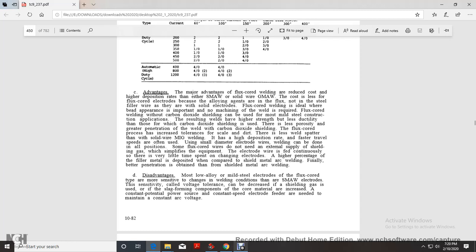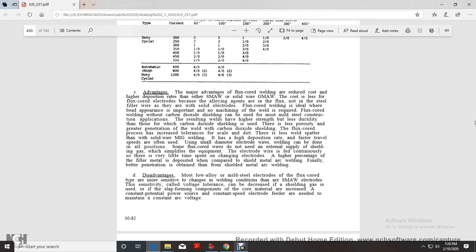Flux core welding is ideal for the best bead appearance, and it is important to know that matching of the welding is required. Flux core welding with carbon dioxide shielding gas can be used for mild steel in construction applications. For higher strength with less ductility, carbon dioxide shielding is used. There is less porosity and greater penetration from the weld with carbon dioxide shielding. The flux core process has an increased tolerance for scale and dirt, with less weld spatter than solid wire.